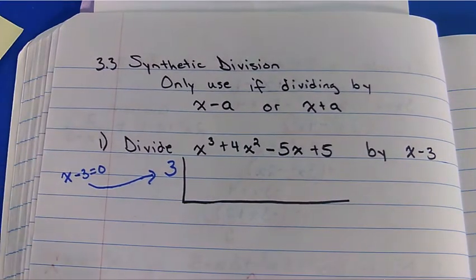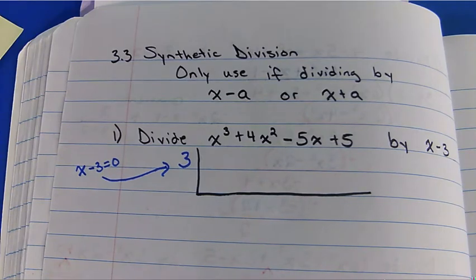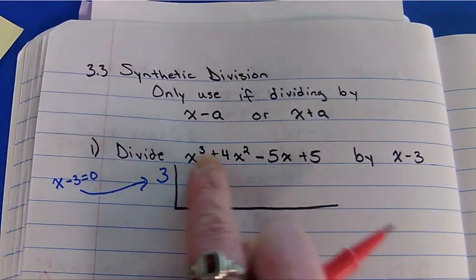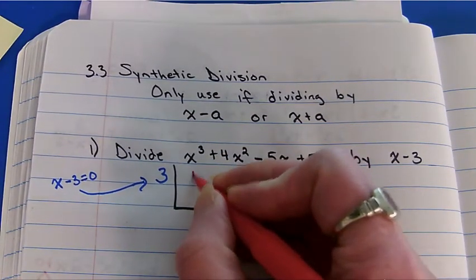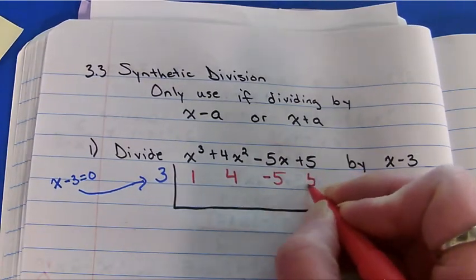Across the top, I'm going to be putting my coefficients. So these are the coefficients from what we're dividing. The coefficients are 1, 4, negative 5, and 5.